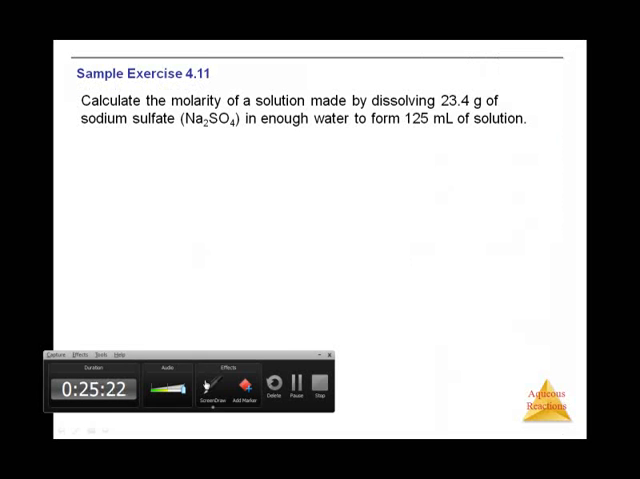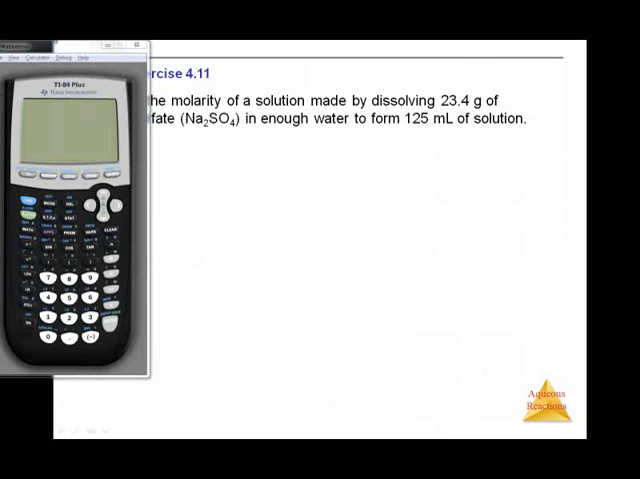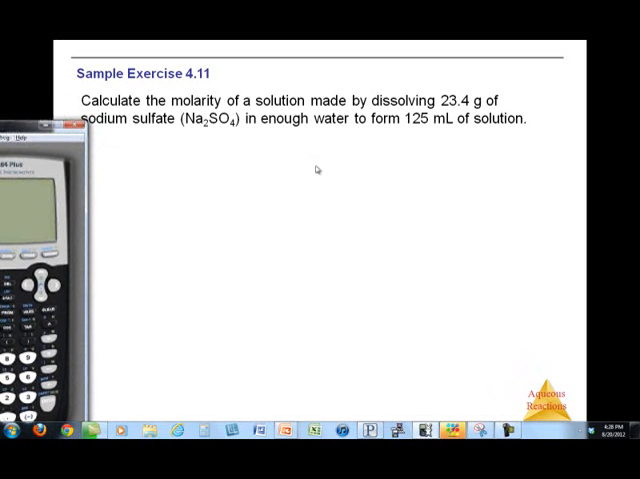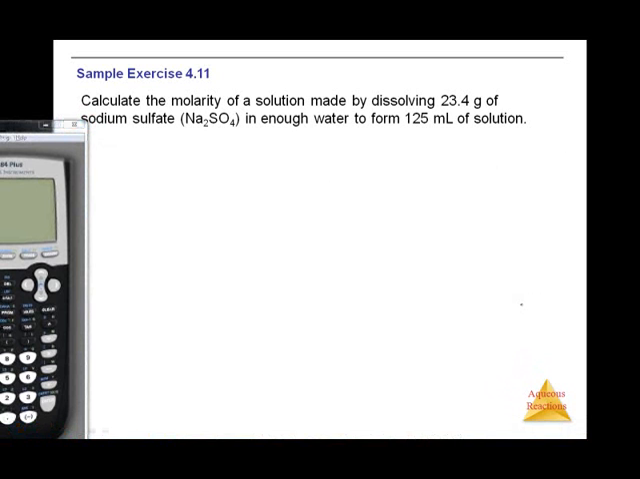Okay. Alright, we're on 411. So we want to calculate the molarity of a solution made by dissolving 23.4 grams of sodium sulfate in enough water to form 125 milliliters of solution. Okay, so molarity is moles over liters, right?